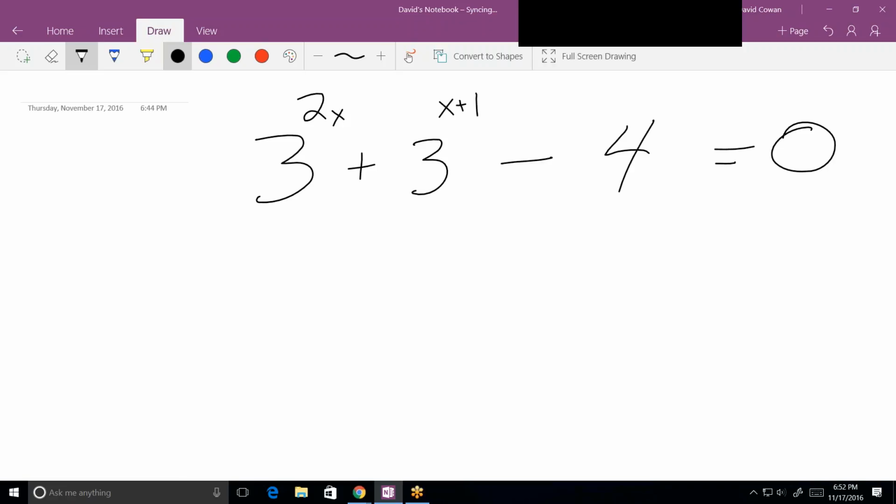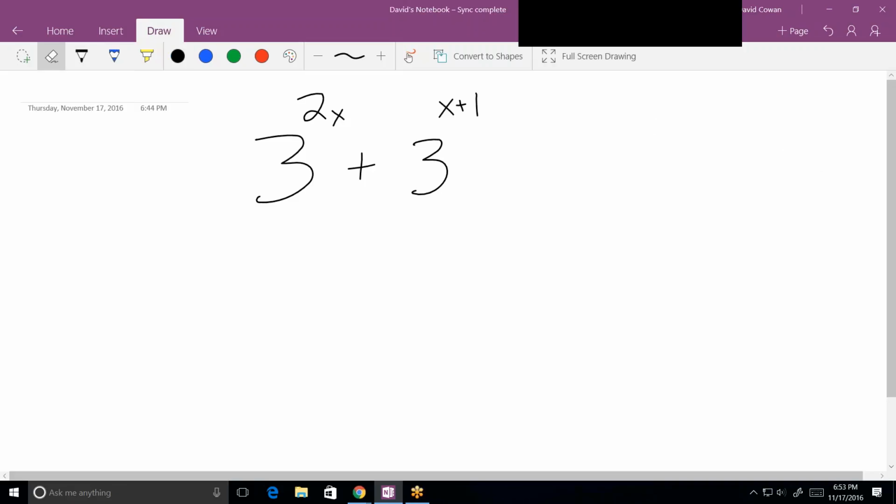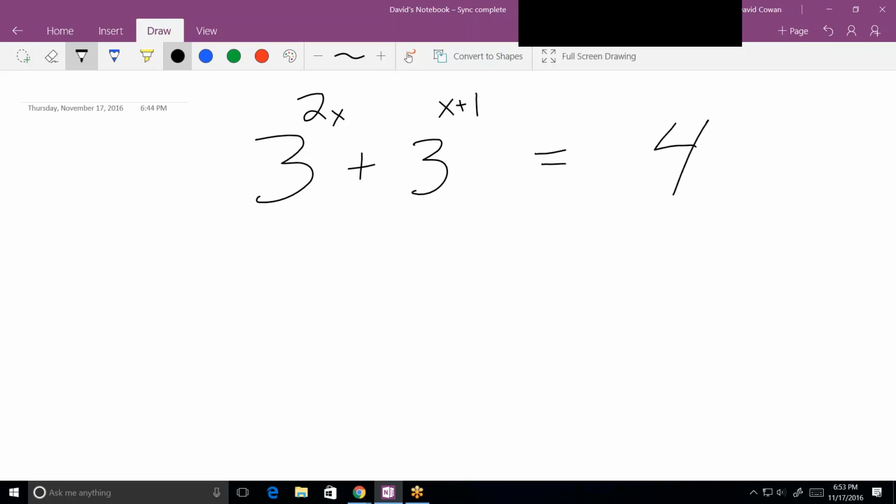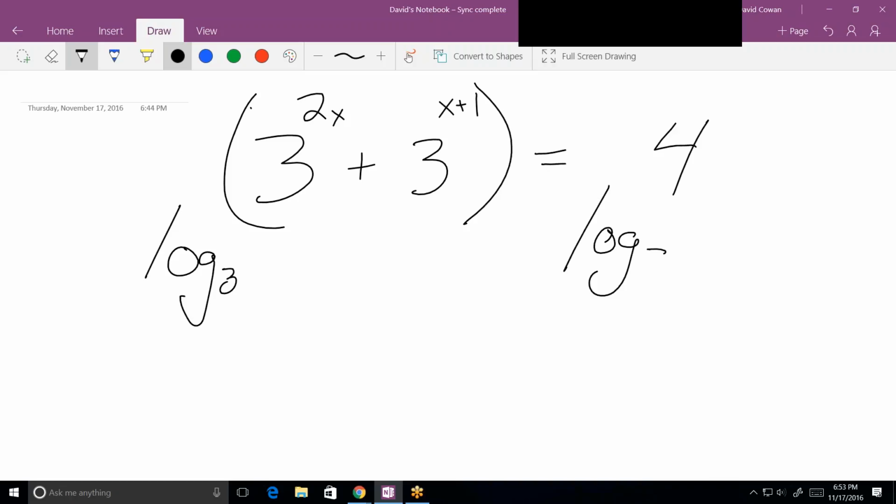Now, if the negative 4 were a positive 3, could you take out the 3's and just have the 2x plus x plus 1 plus 1, or would that have to be multiplication? You've just given me, I think, the solution. Put the 4 back on the other side. What we're going to do is use this as a base. In other words, if the top statement is true, then this statement is true. The log base 3 of that exponent is equal to the log base 3 of that exponent.